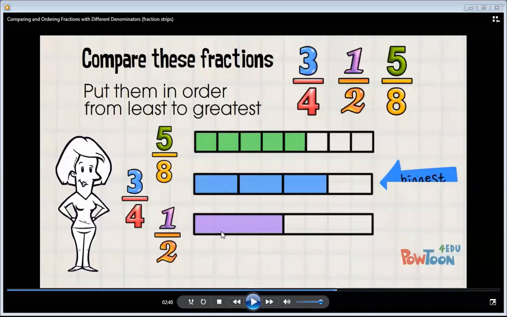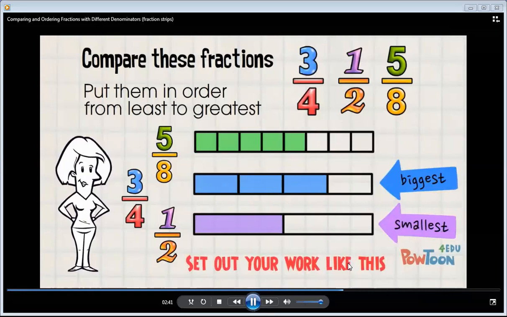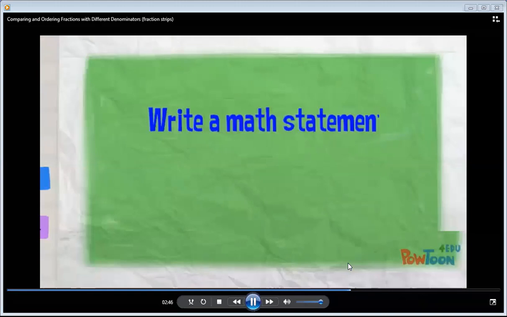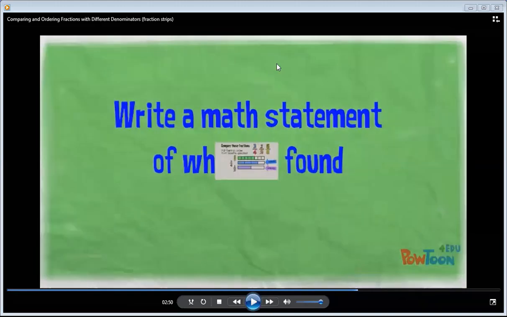Why? Because you have to look at the shaded part, the coloring part. The strip is shaded the most and the strip is shaded the least. Which one shaded the most? 3 out of 4. Least, 1 out of 2, and 5 out of 8 in the middle. Okay? Any question? I'd like you to set out your work like this too. Then we simply write a math statement of what we found using the appropriate maths. Any question?